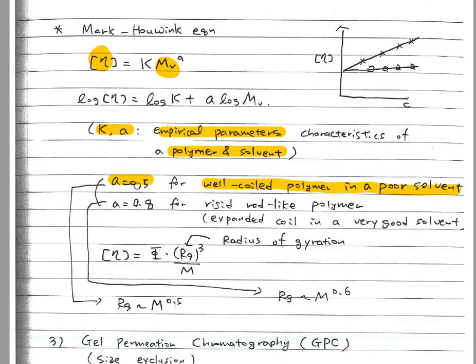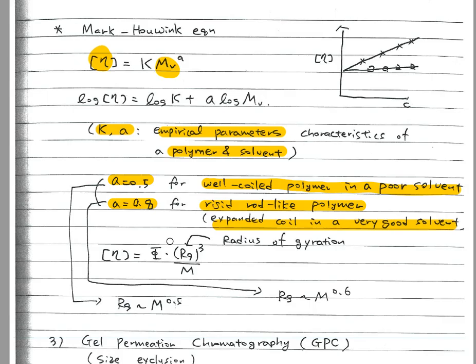approximately 0.5. On the other hand, for rigid rod-like polymers, here we said that polymers are well coiled, like a spherical shape, and quite oppositely, these are rod-like polymers. Polymer chains are expanded, for example, an expanded coil in a very good solvent. If the solvent likes the polymers very much, then they could mix together and dissolve, right? In those cases, a corresponds to 0.8.